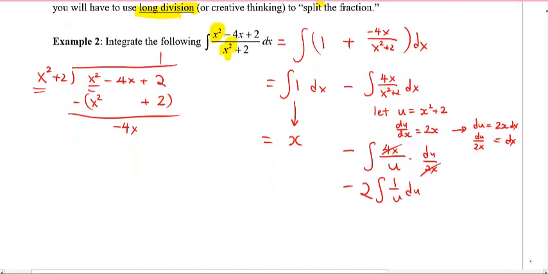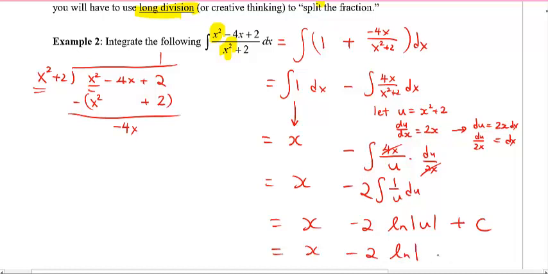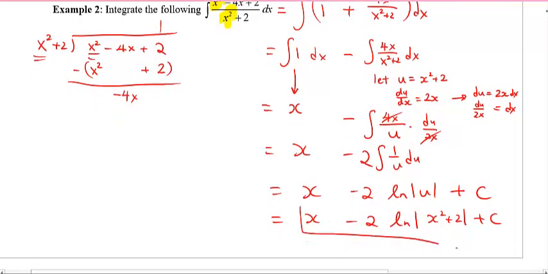Oh, the integral of 1 over u. Yeah, natural log of the absolute value of u. By the way, don't forget you still have this x in front. I should copy that down as well. And then also don't forget this is an indefinite integral, so don't forget plus c. And then finally, don't forget that you didn't start with u, you started with x. So you should replace u with x squared plus 2. And that would be the correct answer.